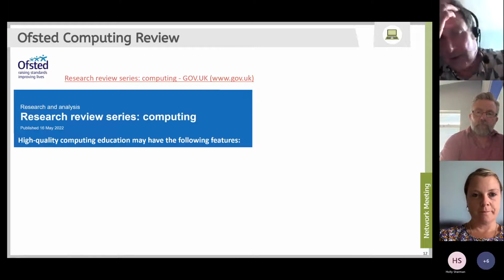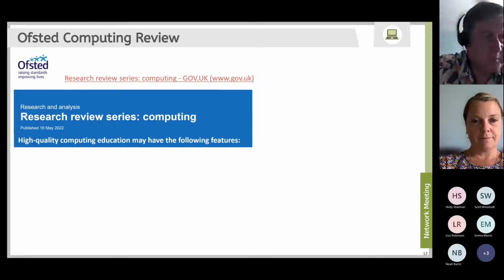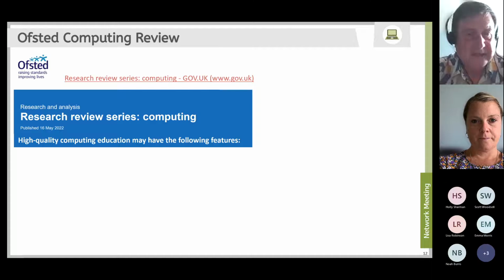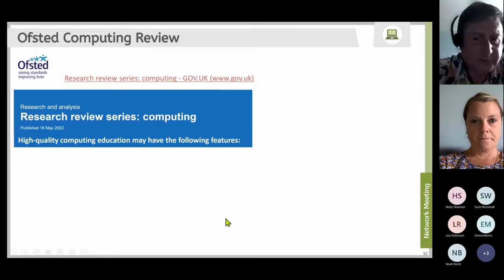One of the things that I was made aware of, published in May, was some research review that Ofsted did on computing. Now, this is the computing subject right from year 1 to, you know, A level, I presume. It's not just a primary one. So some of the things may be more appropriate for secondary than primary, but I think it's quite useful just to share a few headlines without going into detail. You've got the link there, and these slides will be available afterwards.